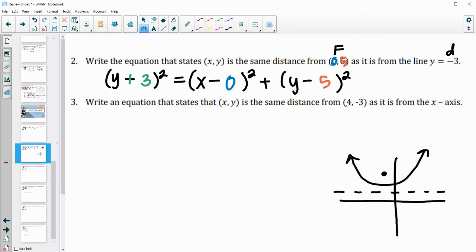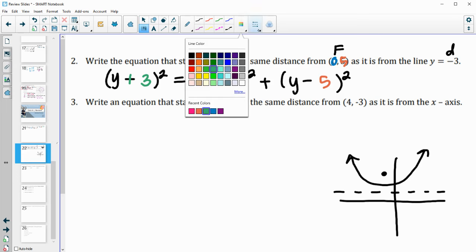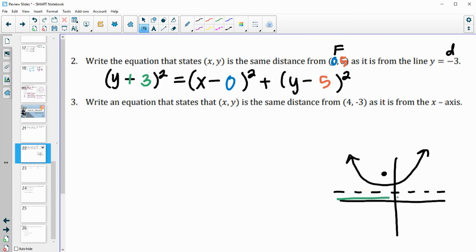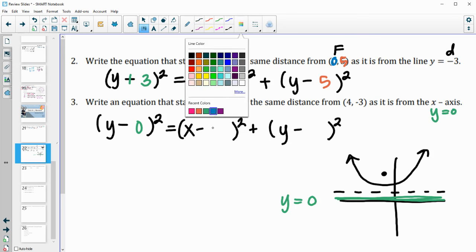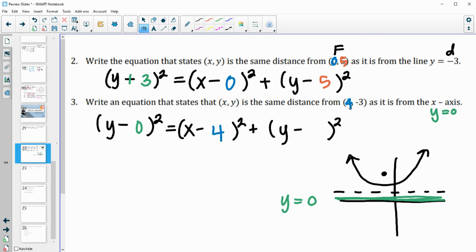And then a similar thing for this next one, except now it's telling us that the directrix is the x-axis. So you need to know that that means the y coordinate is 0. On the x-axis, the y coordinate is 0. So we'll do y minus the directrix, which in this case is 0. And then x minus the x coordinate of the focus plus y minus the y coordinate of the focus. The x coordinate of the focus is 4, so just x minus 4. And then the y coordinate of the focus is -3, so we would plug -3 in there.